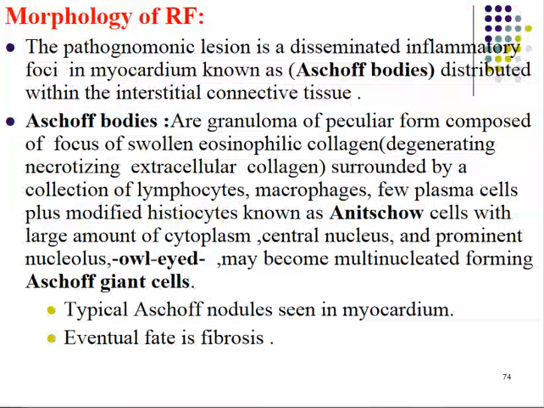That is to say, an Aschoff body is a granulomatous lesion composed of foci of swollen eosinophilic collagen, representing degenerated necrotizing extracellular collagen, surrounded by a collection of lymphocytes, macrophages, plasma cells, and modified histiocytes known as Anitschkow cells. Anitschkow cells have a large amount of cytoplasm, a central nucleus, and a prominent nucleolus, giving an owl-eyed appearance, and may become multinucleated, forming Aschoff giant cells. So typically Aschoff nodules are seen in the myocardium, and their eventual fate is fibrosis.